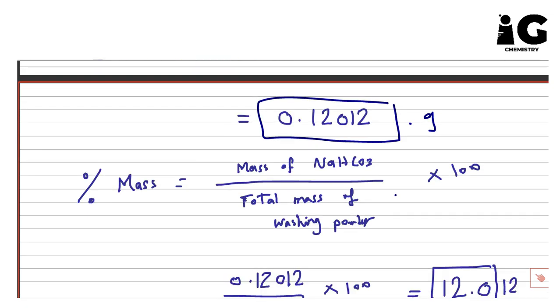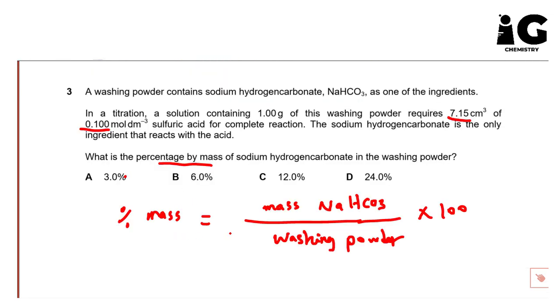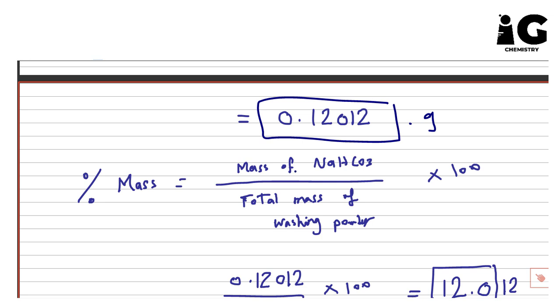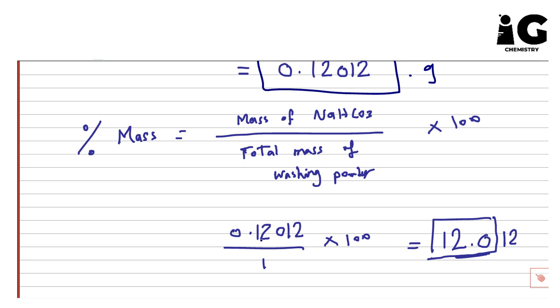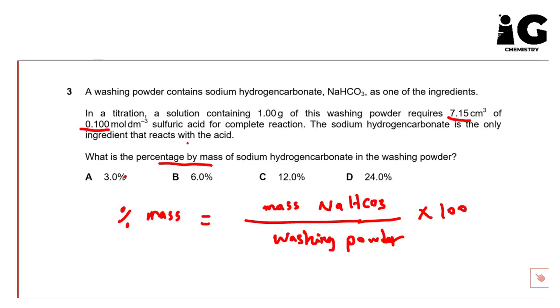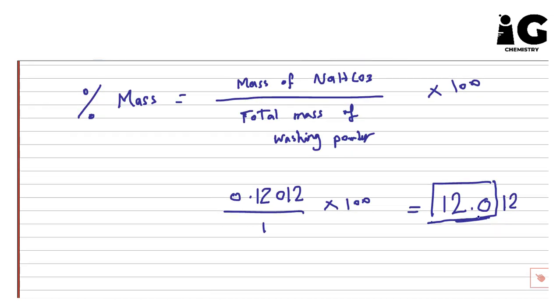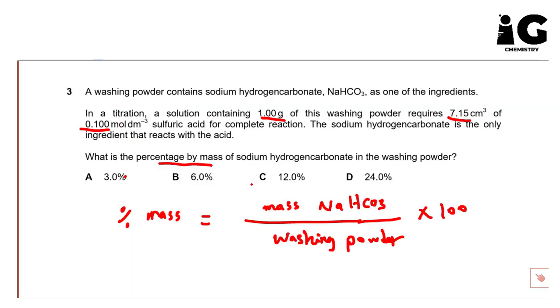And finally, we can use the relation we stated here, percentage mass equals mass of NaHCO3 over washing powder times 100. So the mass we got, 0.12012, is divided by 1, because it's mentioned in the question that the mass of the whole sample is 1 gram. Look at this. This is the mass of washing powder. So times 100, it's going to be 12.012. If we take only one decimal place, it's going to be 12.0. So the correct answer here, guys, is 12.0. This is letter C. Okay.